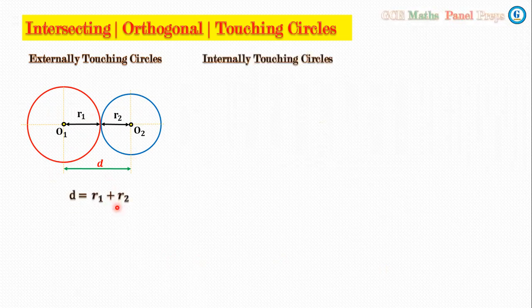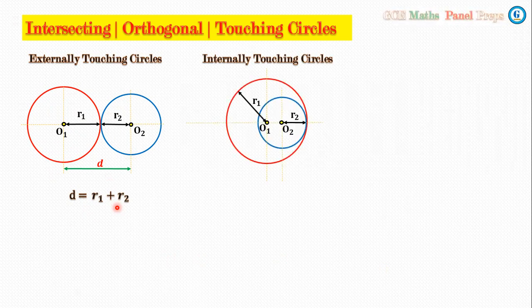Now, internal touch. The circles touch internally. They are just grazing each other, but one circle is inside the other. To prove that two circles touch internally, we first look for their two radii. If their center to center distance is equal to the difference, whereas for external touch it is the sum, for internal touch it is the difference, the bigger one minus the smaller one, then the two circles touch internally.